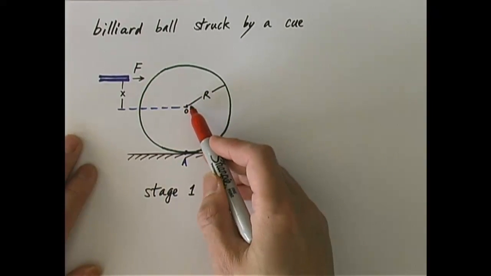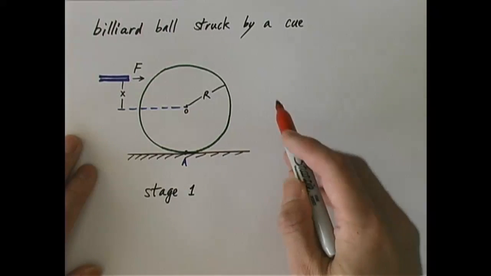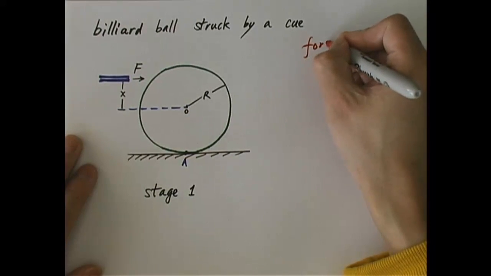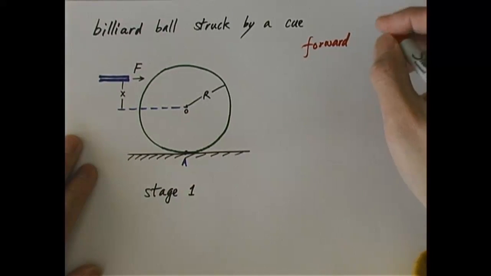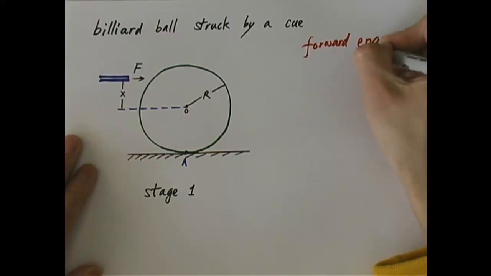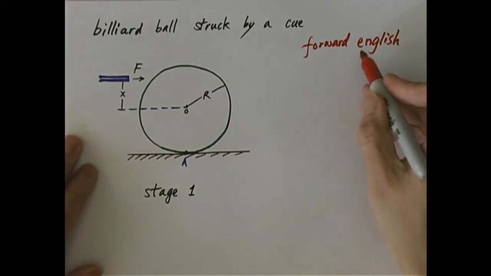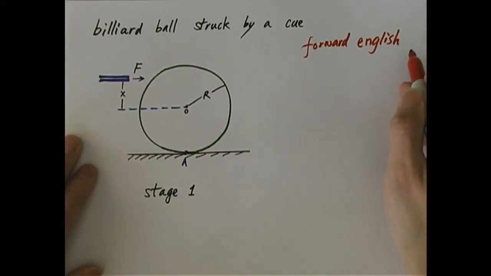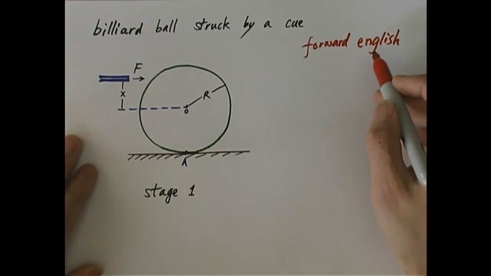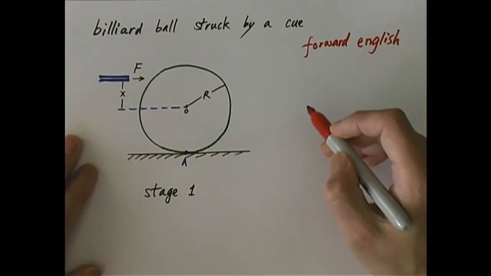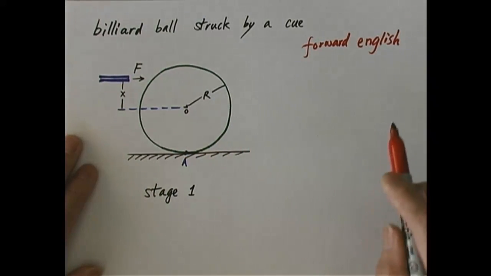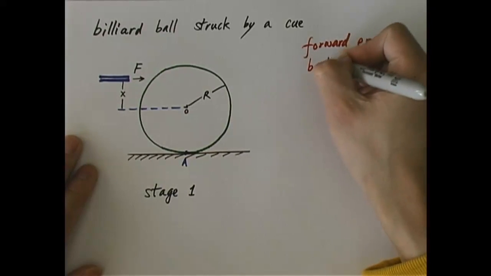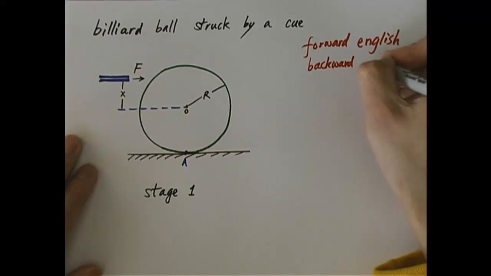The first case, where the ball accelerates on its own, is called forward English. That is a term for this type of behavior, forward English. And notice here, the letter E is not capitalized. Anybody who plays pool knows what I'm talking about. And if you strike it lower so the ball goes forward, but it slows down as a result, it's called backward English.